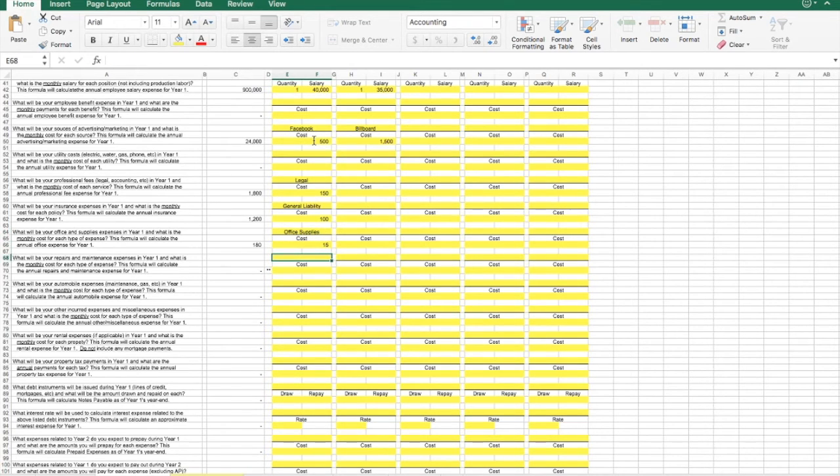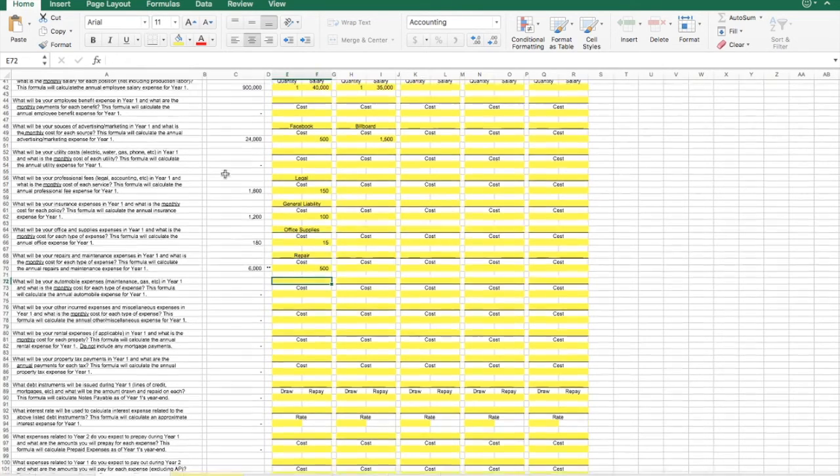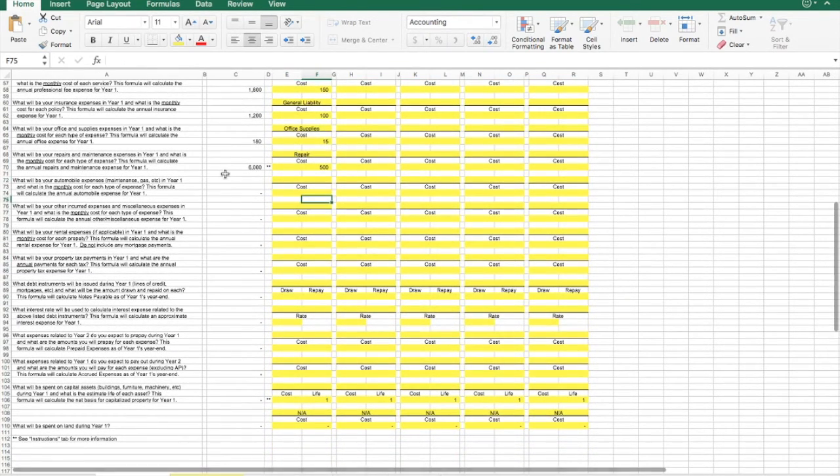there aren't too many of you, so it's real cheap. Repairs and maintenance, maybe you repair the machine that you're making your widgets on. Automobile expenses, maybe you never really have to drive anywhere to see clients or anything like that, so auto is blank.